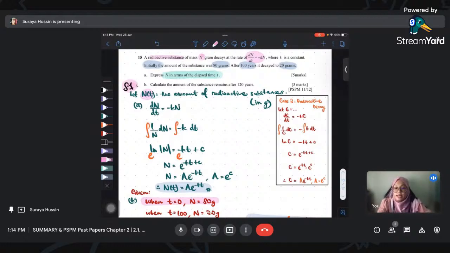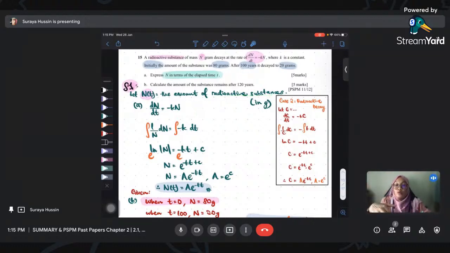What is the name of the huruf N? Okay, kalau you tak namakan dia, you akan blur N ni apa sebenarnya. So instead of you blur pada hujung nanti, better you fahamkan diri you dari sekarang, betul tak? So you fahamlah N is the amount of the radioactive substances.